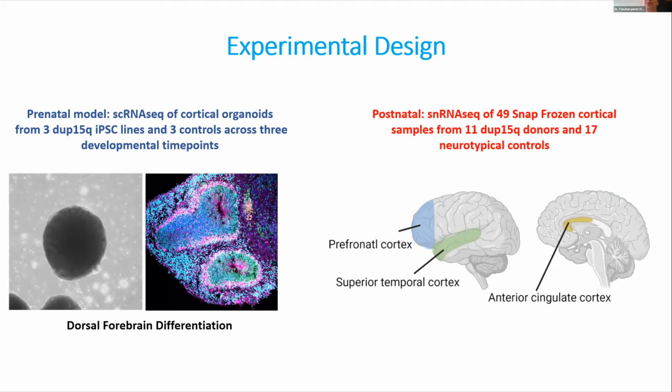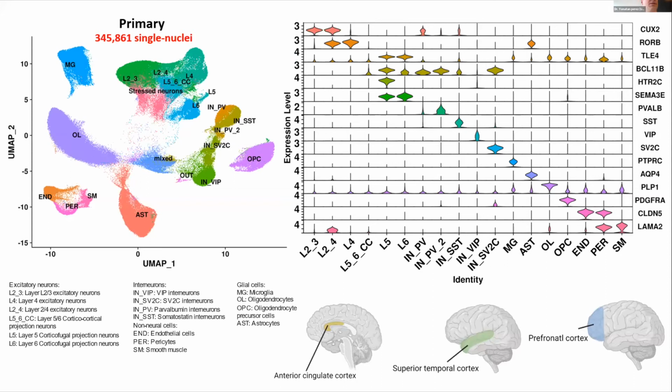To explore postnatal changes of dup15q, I used single nuclei RNA sequencing of 49 snap frozen cortical samples from 11 dup15q donors and 17 neurotypical controls from 3 different brain regions that were previously shown to be associated with autism. And after generating the libraries and sequencing, I used Seurat tools to basically perform QC, normalize, annotate, and perform unbiased clustering. What you can see here on the top left is a UMAP plot that shows clusters from primary nuclei.